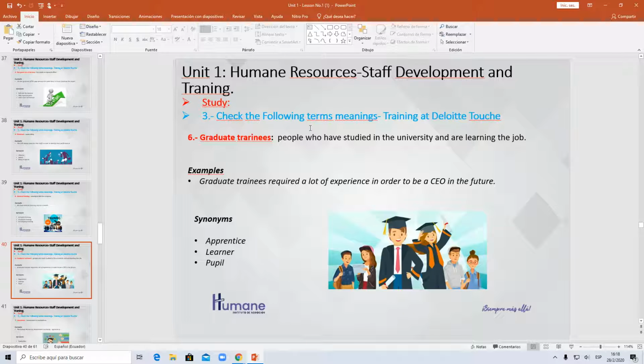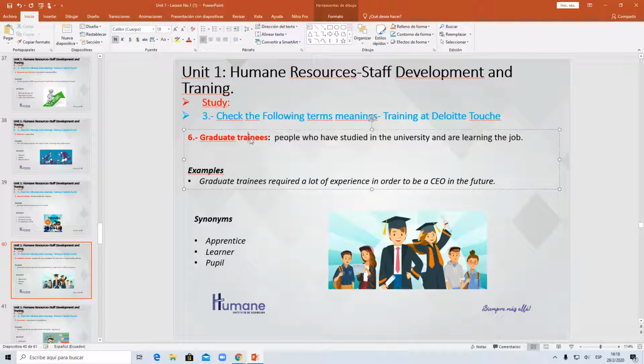Then we have graduate trainees. Here, okay, trainees are people who have studied in the university or are learning the job. An example could be, graduate trainees require a lot of experience in order to be a CEO in the future. Synonyms could be apprentice, learner, or pupil.